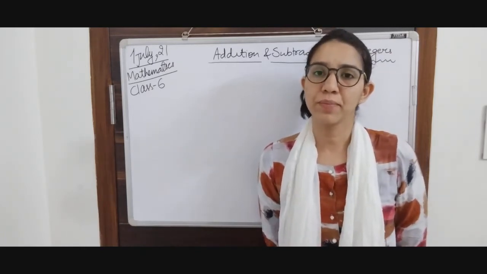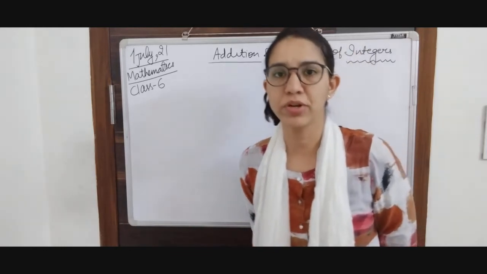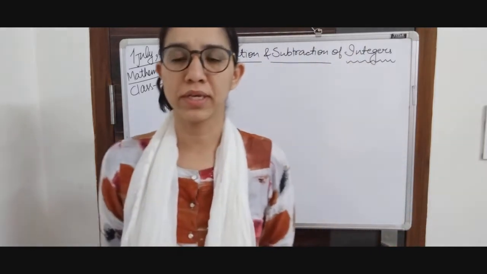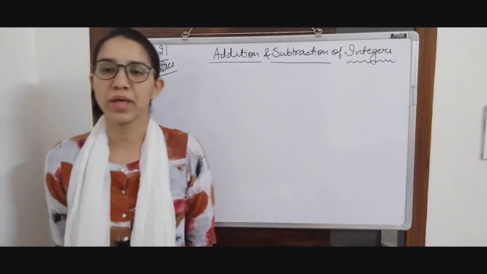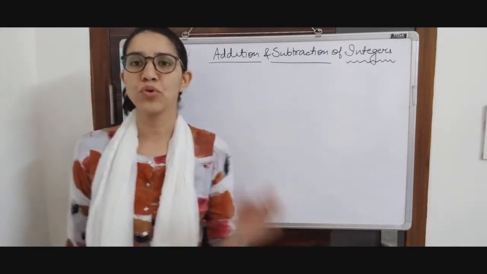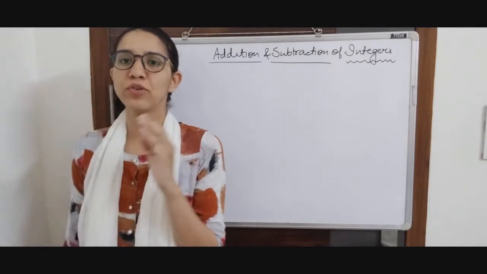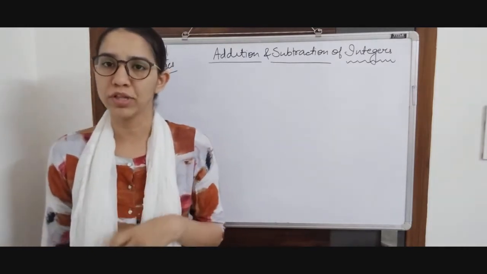So in our previous classes we were talking about integers, that is chapter number 6. In the integers we talked about how to represent them on number line and how to move to left and to right of any integer on a number line.